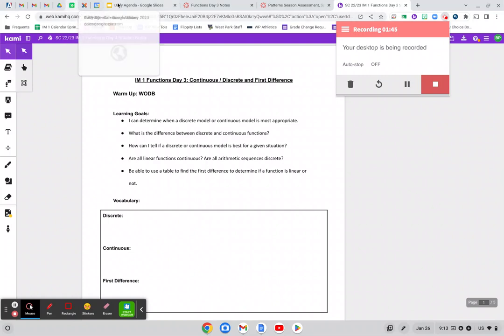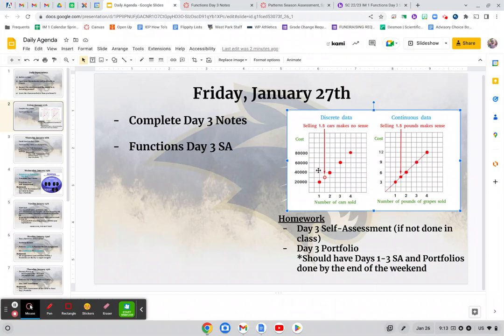In math, discrete is actually going to mean, if you look at the daily agenda, discrete is when it doesn't make sense for there to be something between 2 points. So like if we look at the number of cars sold, one car is going to cost 20 grand. Cars are very expensive. 2 cars, therefore, would cost 40 grand, right? But you can't sell 1.5 cars. It's either you sold 1 car or you sold 2 cars. There's no such thing as 1.5 cars.